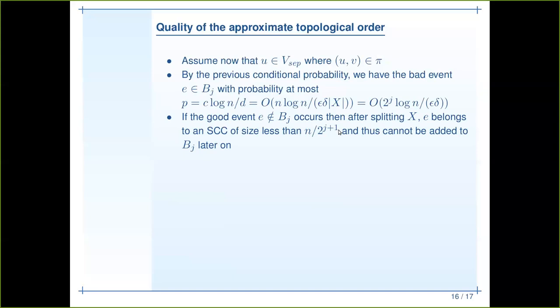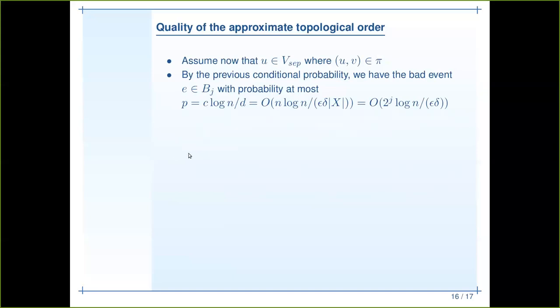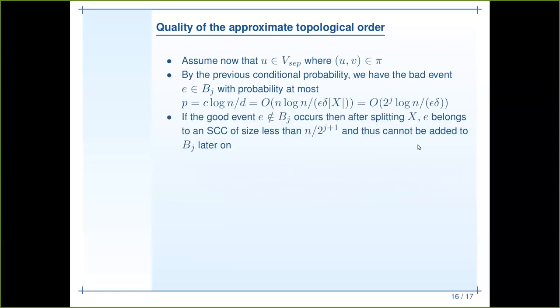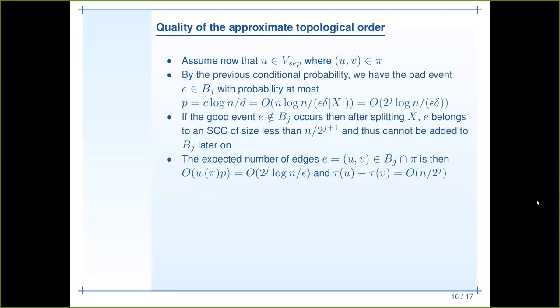But that means that it can never be added to BJ later on, because BJ was by definition those back edges that were obtained when splitting an SCC of vertex size in this range here. And now we get an SCC of size strictly less than this number here. So if you get the good event, then we will never flip this coin again to check whether E should be added to BJ. And now we can argue that the expected number of edges E that belong to BJ and belong to the shortest path is simply the number of edges on the shortest path times this probability P here, which is this value here.